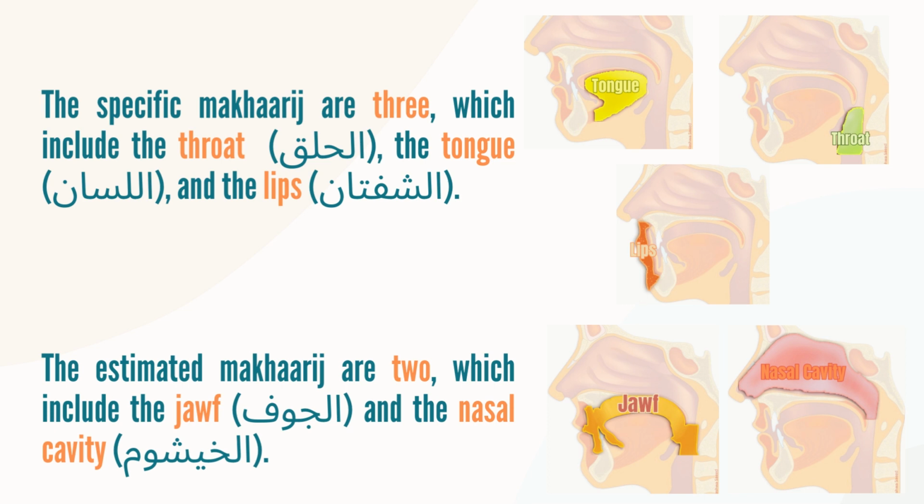3 of them are specific, which are the throat, the tongue, and the lips. And 2 of them are estimated or approximate, and they are the jawf and the nasal cavity.